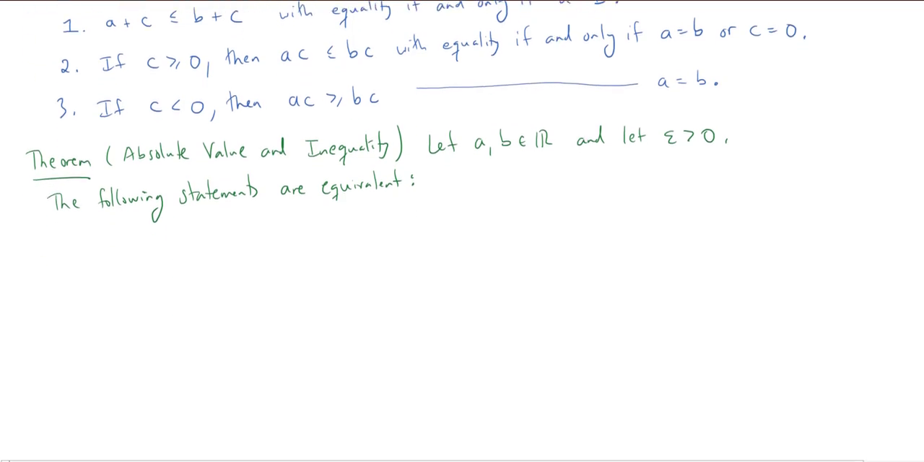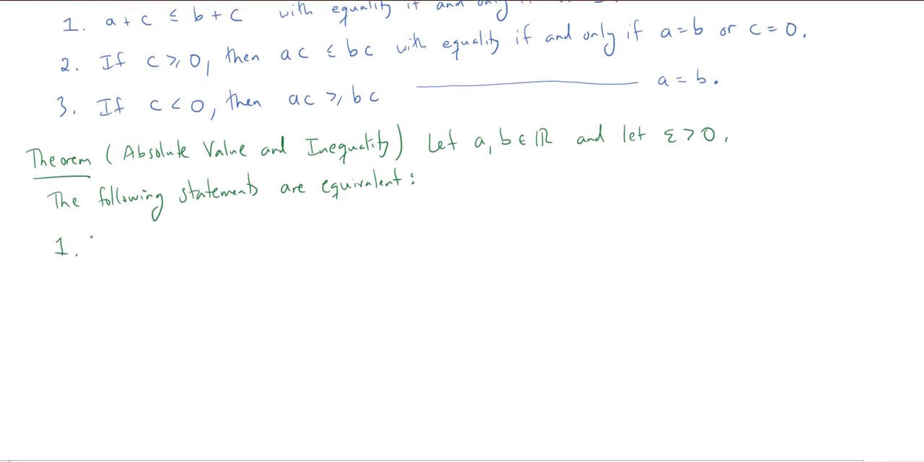Okay, so the first statement is, if I look at the absolute value of A minus B, which get into the habit of thinking of this right now as the distance between A and B, if the distance between A and B is less than epsilon, then this is going to be equivalent to statement number 2. It's equivalent to saying that B is in the interval (A minus epsilon, A plus epsilon), which remember is the A coin of radius epsilon.